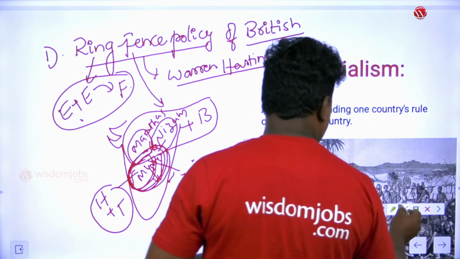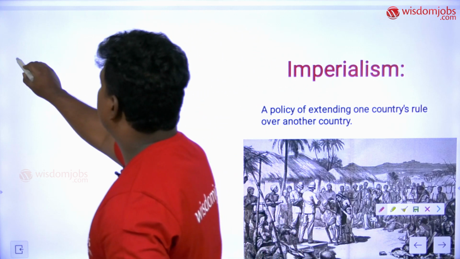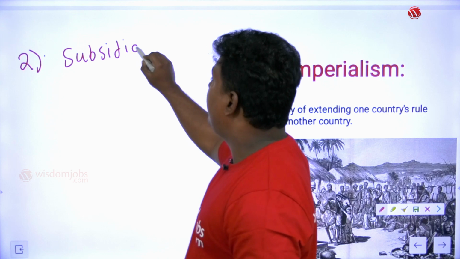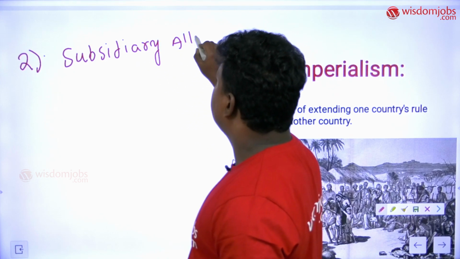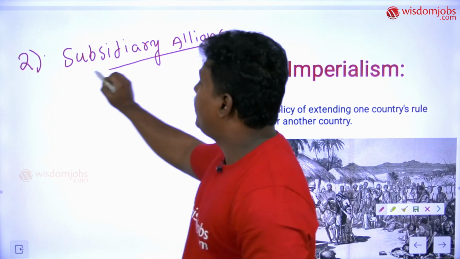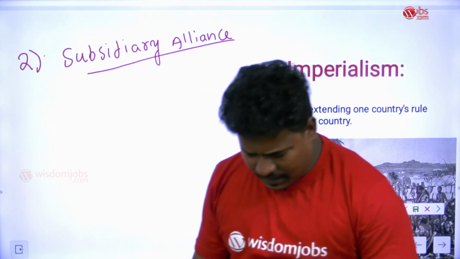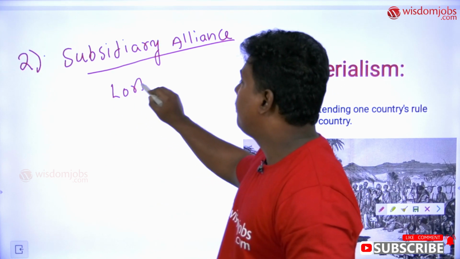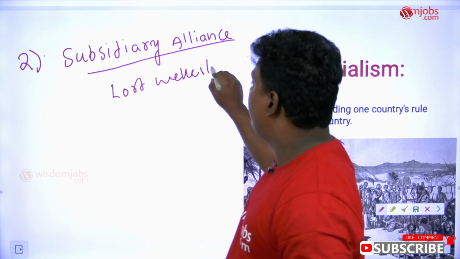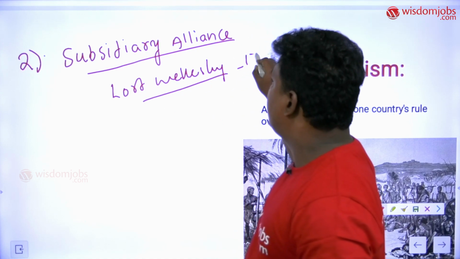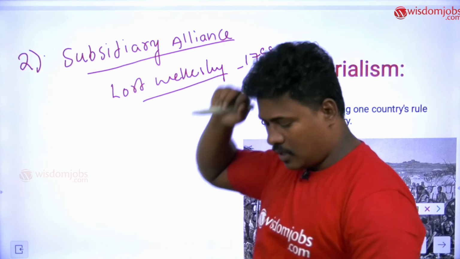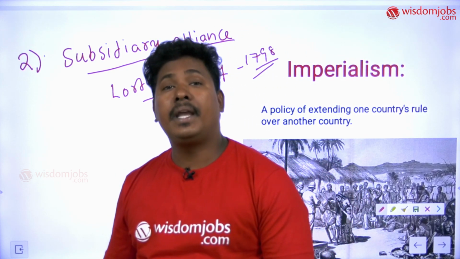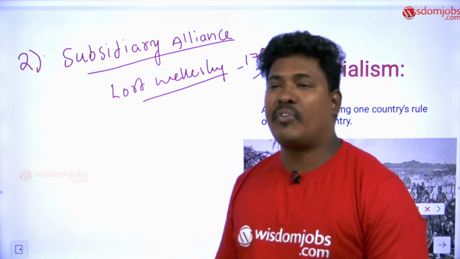And now the second policy is subsidiary alliance. Subsidiary alliance was introduced by Lord Wellesley in the year 1798. Let us discuss how this policy created British colonial and imperial power in India.